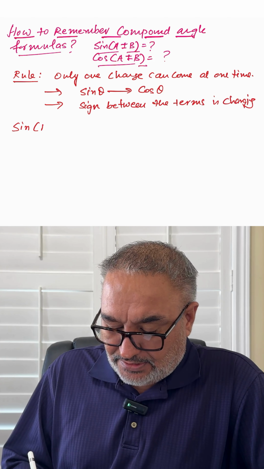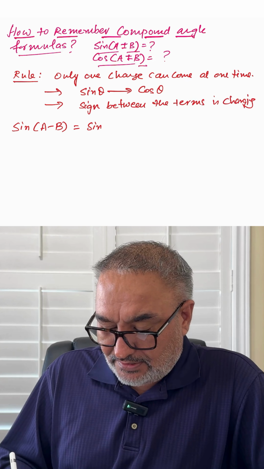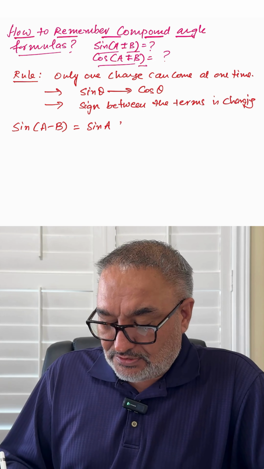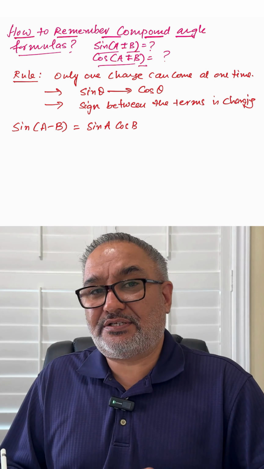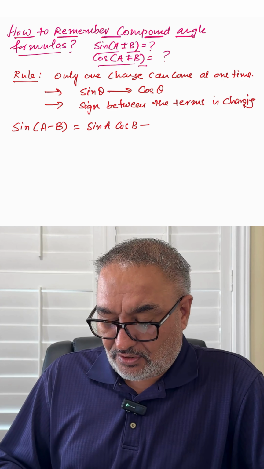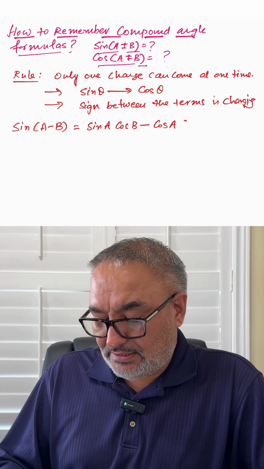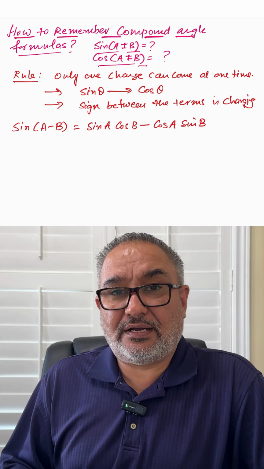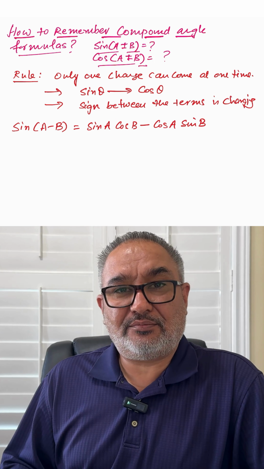So sine, let's say A minus B, I'm writing. I will start with sine A, the first angle. Then, because I can go from sine to cosine, I can write cos B. Now one change already occurred, so the second change would not come, so the sign is going to stay negative, and then just switch the cos and sine, keeping the angles on the same spot. So it's going to be cos A and sine B. Done. Similarly, for sine A plus B, it's sine A cos B plus cos A sine B.